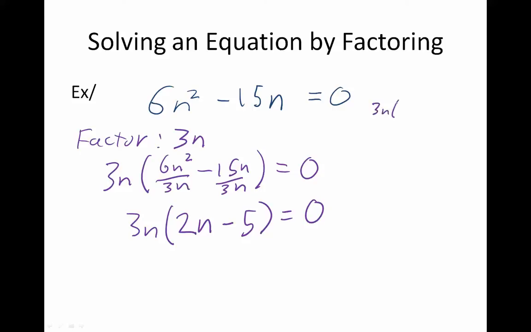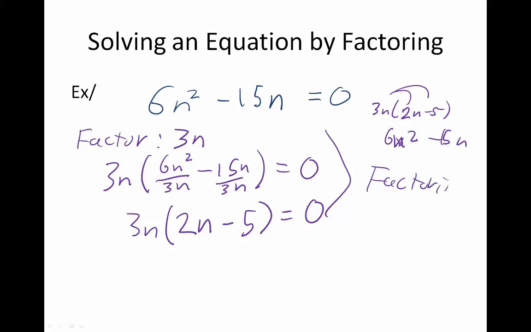Again, checking my work. 3n times 2n minus 5. If I distribute that, I get 6n squared minus 15n. And look at that. That's the same as my problem. So it works out. So there's my factoring, right?